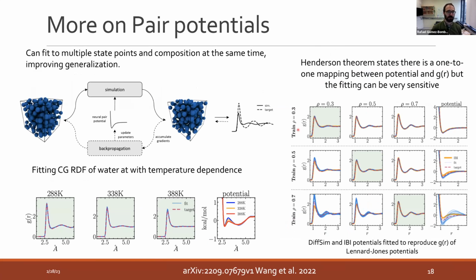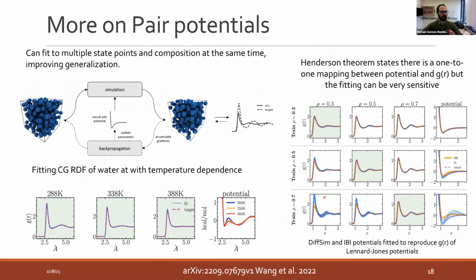So in principle, this should be bijective. This should be a one-to-one mapping between interaction potential and this radial distribution function I was talking about. But it turns out that, to numerical precision, it's not quite right. And you can see how, let me find one of these examples.